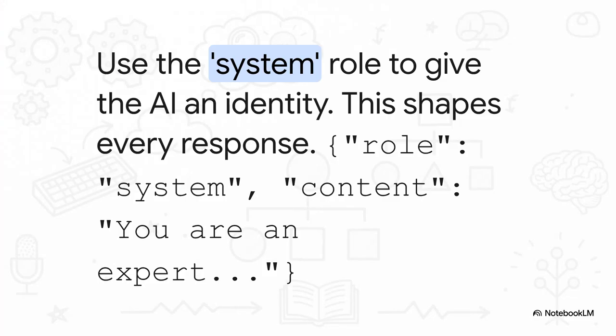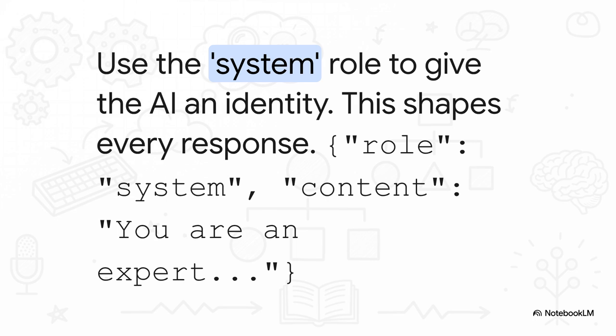And check out the key detail here. We're using the system role now. This is a massive hint to the model. You're telling it to take on this persona for the entire conversation. It's not just a task anymore. It's an identity. And that identity will shape every line of code it writes, making sure it's clear, clean, and perfectly documented.